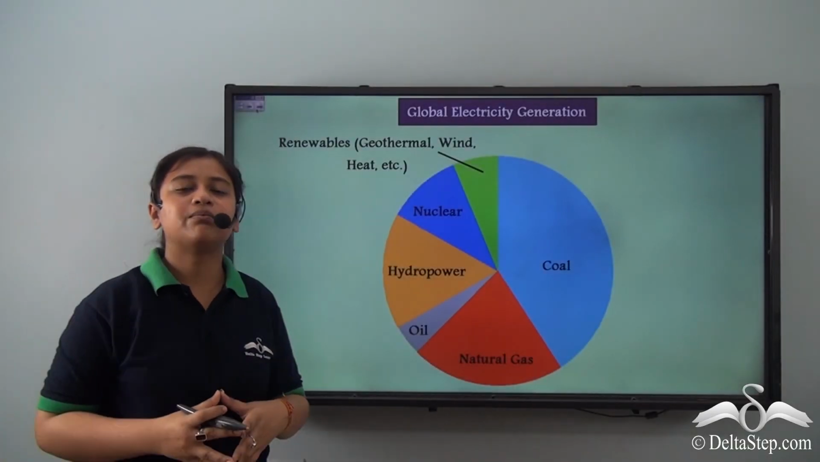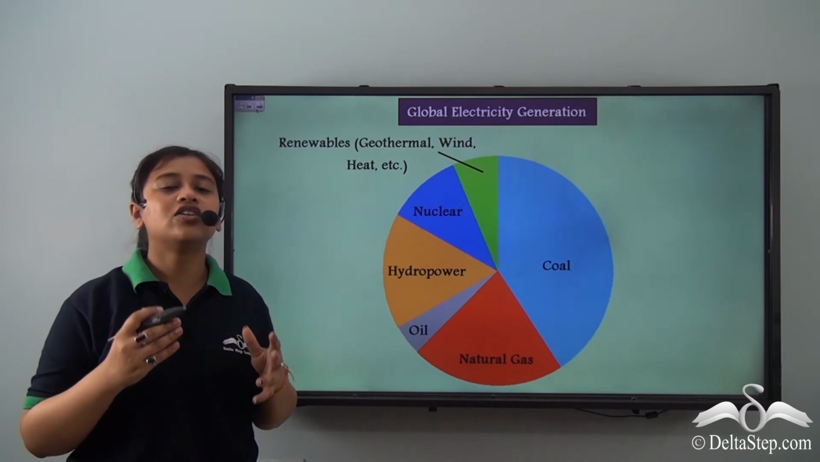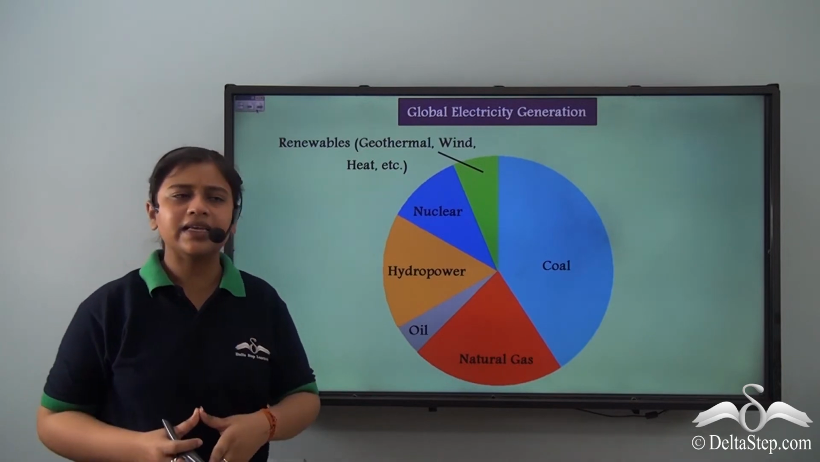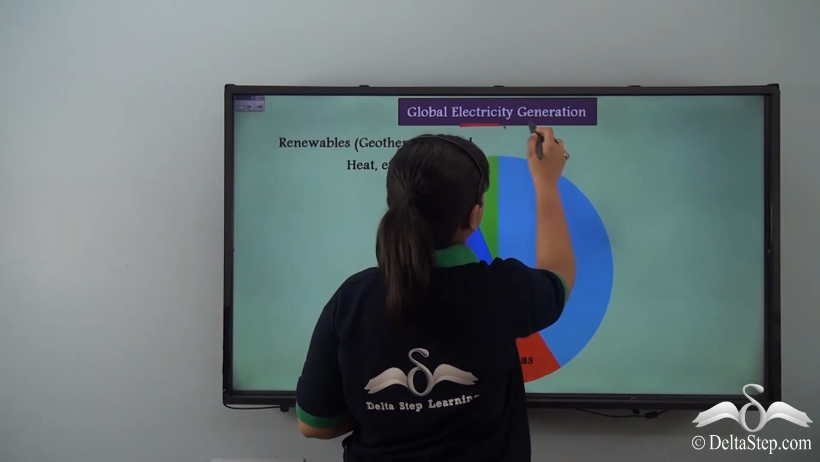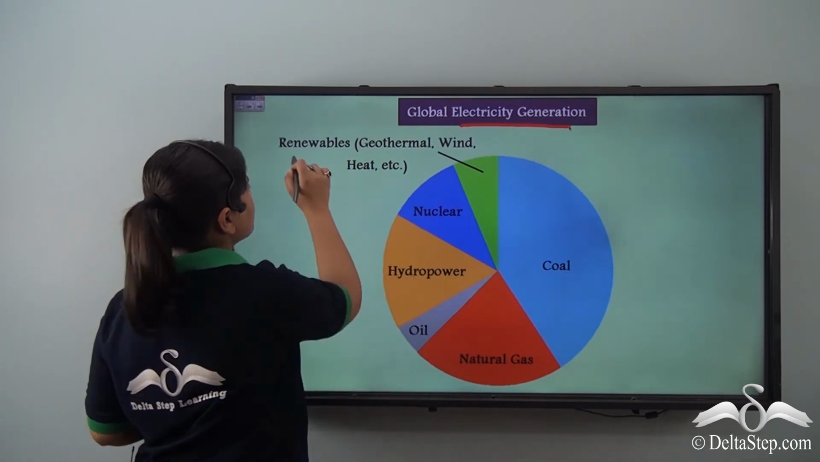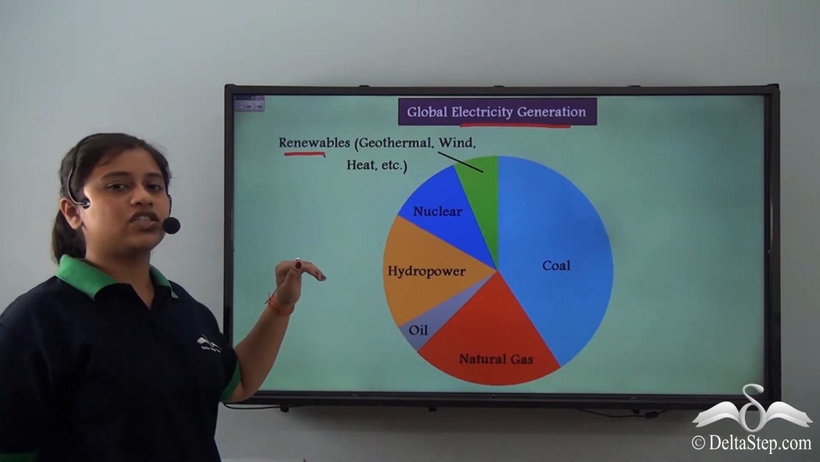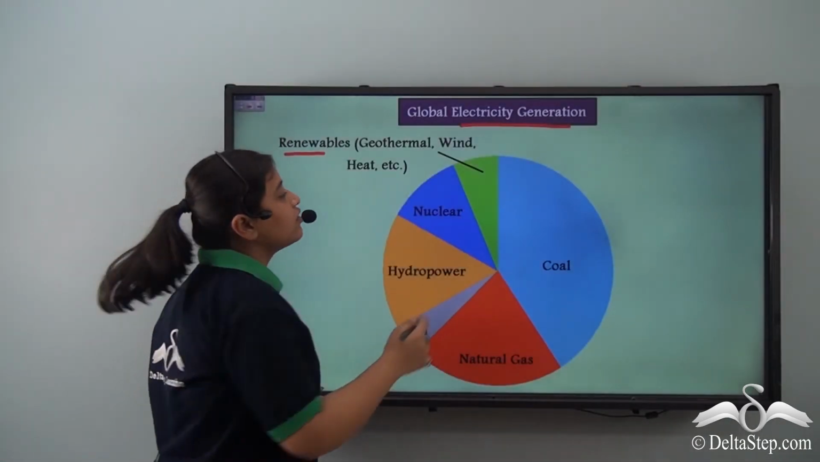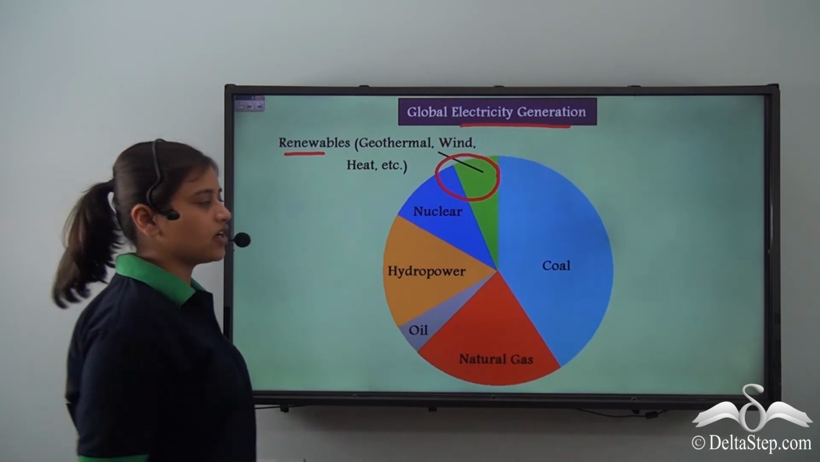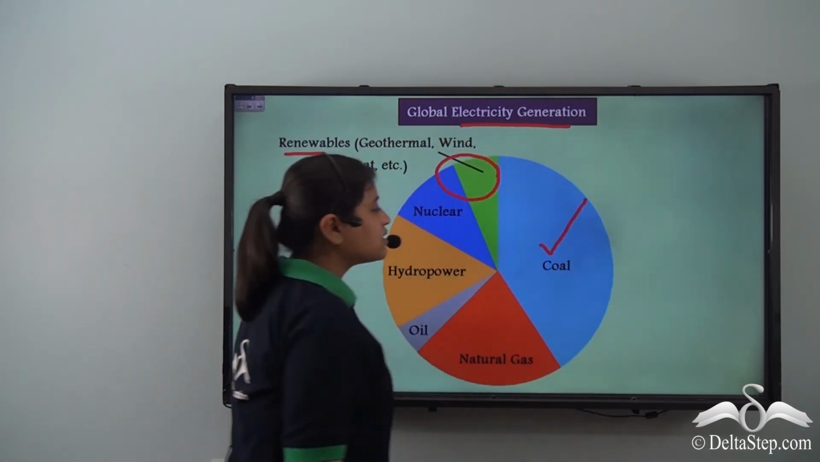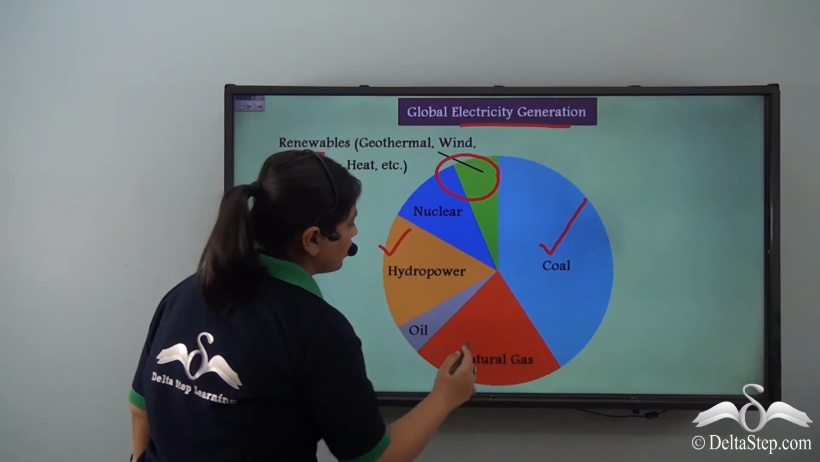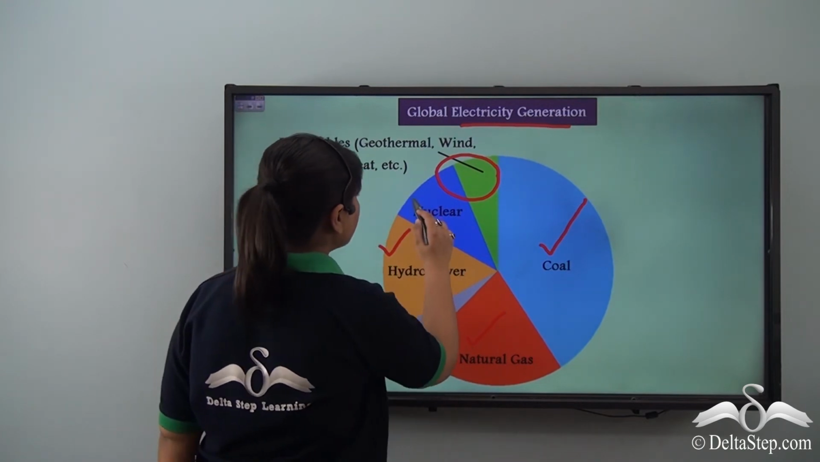So far, we learnt about three important conventional or non-renewable resources, that is coal, petroleum and natural gas. Globally, electricity generation is done using conventional or non-renewable resources, and renewable resources like geothermal energy, wind energy or solar energy share a very small portion in electricity generation. So you can see from this pie chart that coal has the maximum share in electricity generation, followed by hydropower, natural gas, oil and nuclear energy.